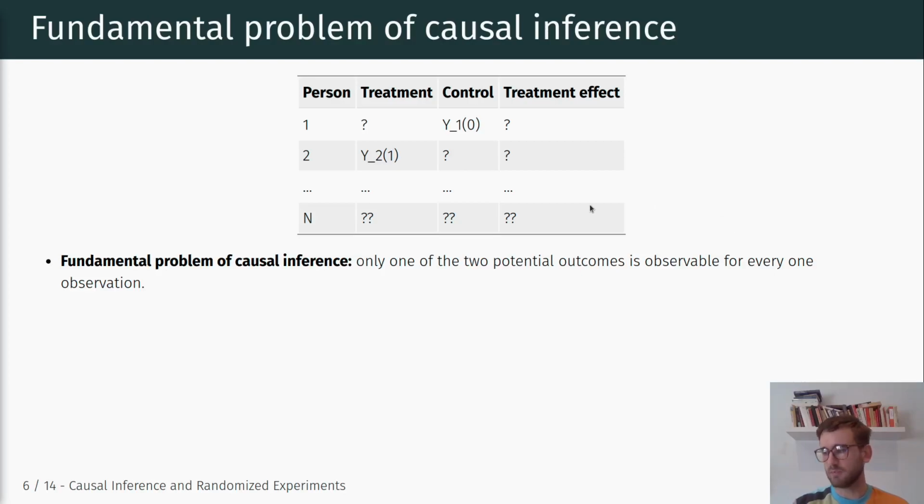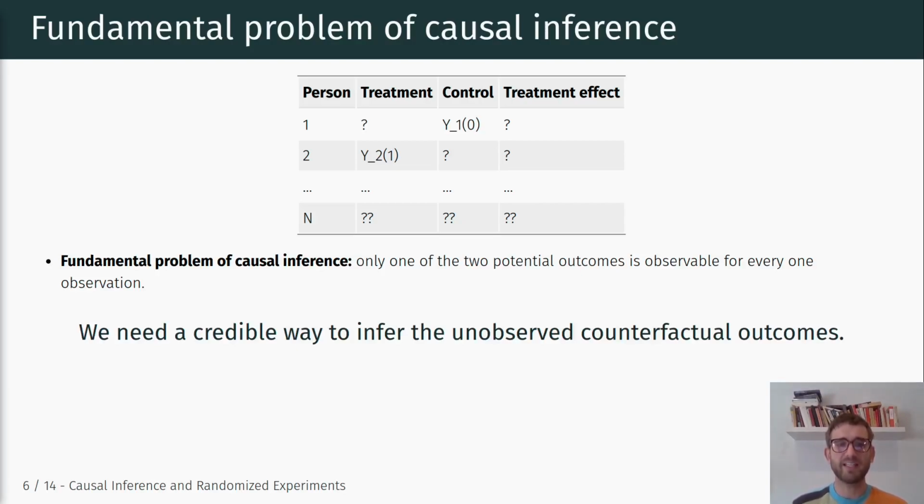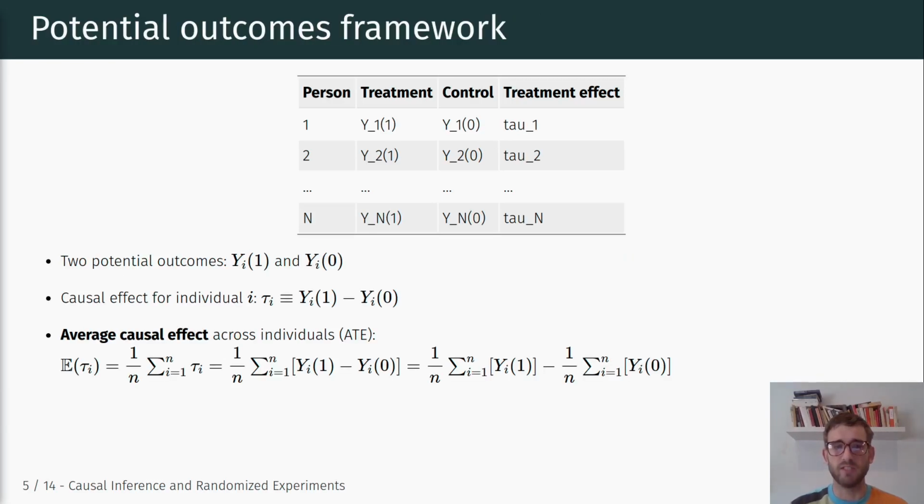So that is ultimately what causal inference is all about, right? Causal inference is about finding a credible way to infer the unobserved counterfactual outcomes. It means making the people in the control group, where we observe the realized control outcome, and the people in the treatment group, where we observe the realized treatment outcome, as comparable as possible, so that we can actually infer this average treatment effect that we're interested in, which is this average over our taus.